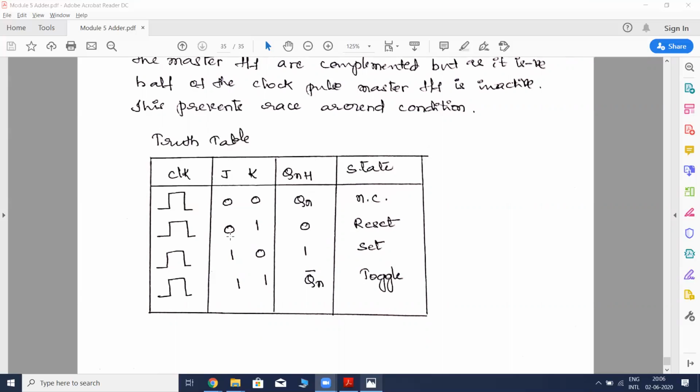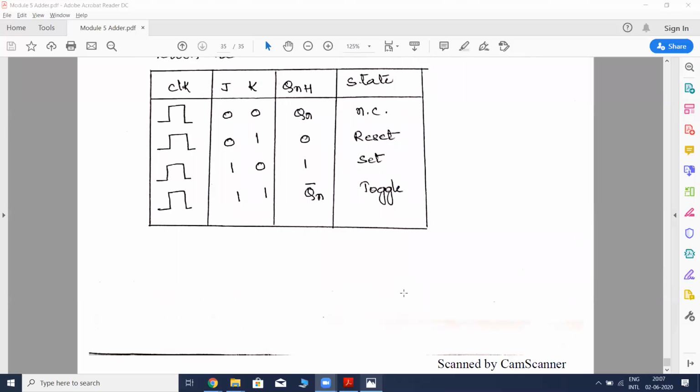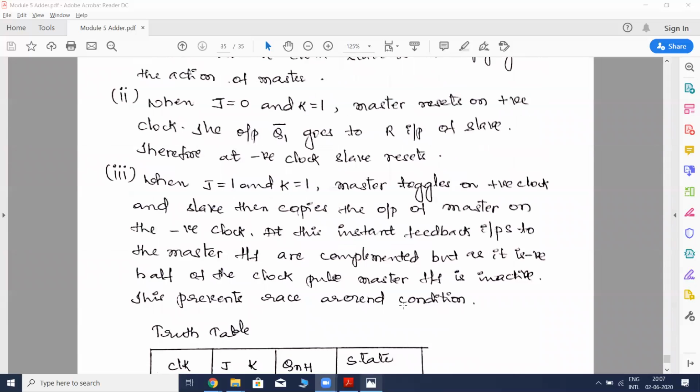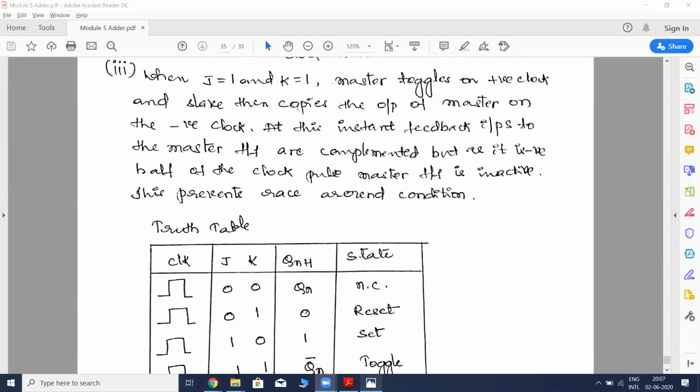So when the clock is given and J is 0, obviously it is the reset state. When J is equal to 1, we are going to get the output as 1, which is called the set state. When both J and K are equal to 1, the output is Qn bar, the complement of the previous state, and it is called the toggling condition. Okay, so this is how we could overcome this race around condition.